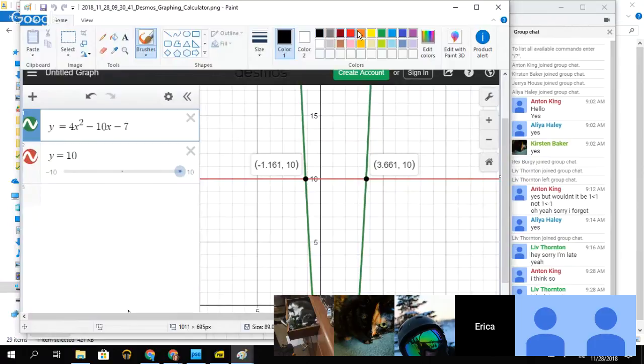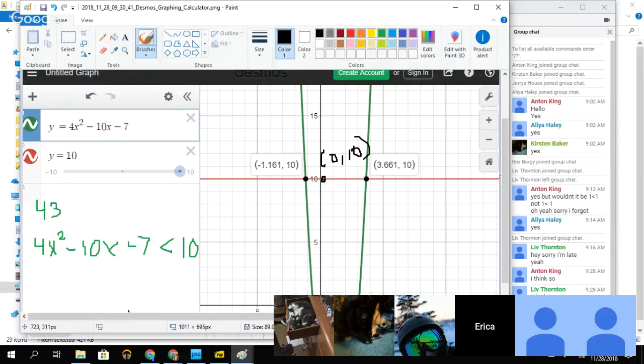All right, so the actual equation in the book, number 43, says 4x squared minus 10x minus 7 is less than 10. So basically, I need to figure out which values of x make this inequality true. My tip is to always start with the easiest point possible, which I think is this point right here, because when x equals 0, y equals 10.